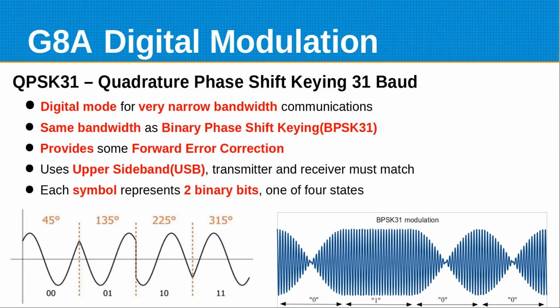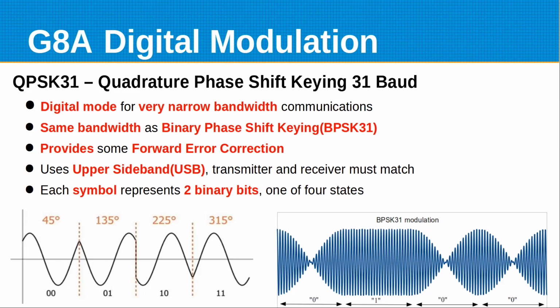Most of these digital modes work in upper sideband. It's just a convention, but you have to match. So if you're transmitting upper sideband, the receiver has to be in upper sideband to receive it. That's kind of the standard, to use upper sideband for these digital modes.